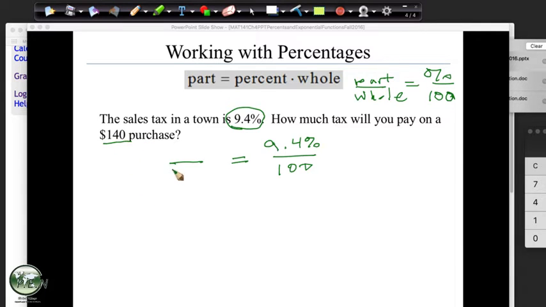So the 140 is the whole. And up here is going to be the missing number, and that's going to be our tax. And again, we don't have to worry about whether we're multiplying or dividing, which is really all we're doing with these. This gives us a method: we're going to take 9.4 times 140, and then we'll divide by 100. It just shows us a visual.